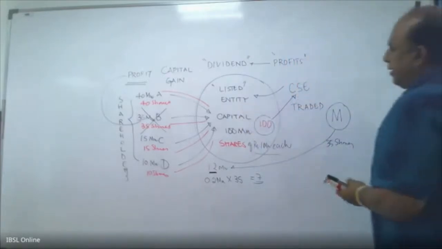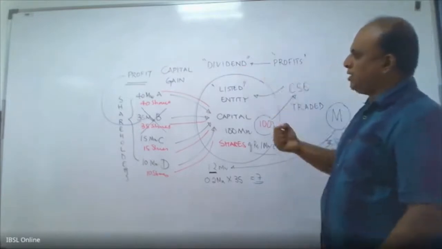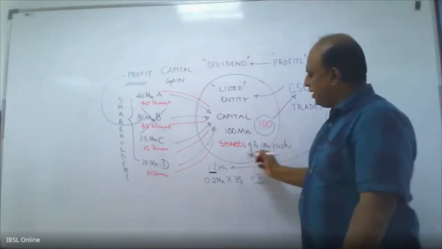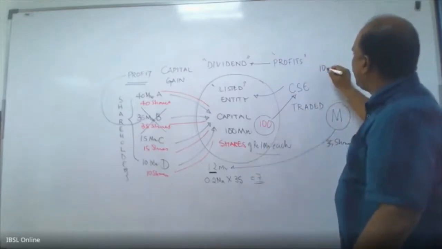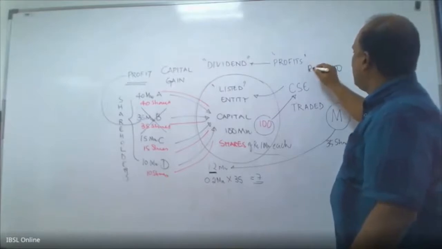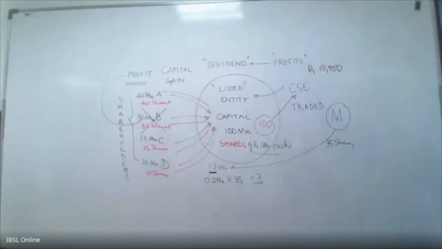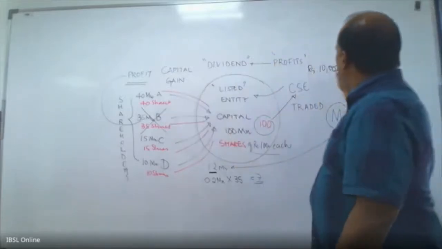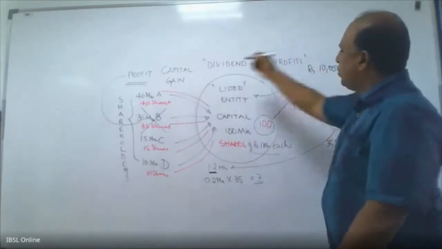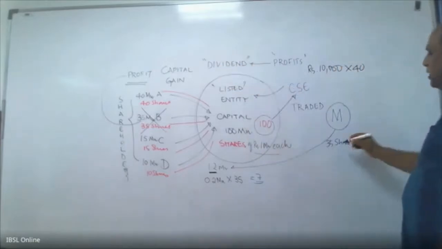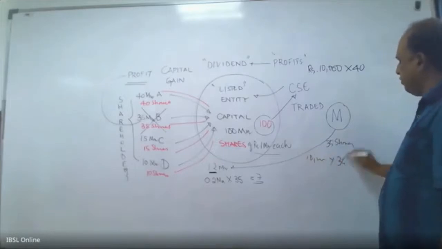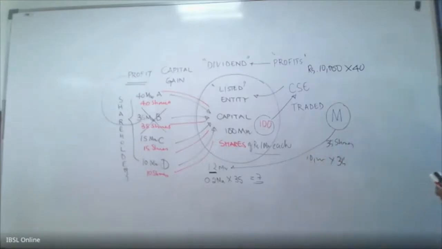So what will happen? They will pay a dividend per share. Let's say, since it is 1 million worth of share, per share they will pay 10,000. I'm just taking hypothetical numbers. Per share they are paying 10,000. So this person will get 10,000 into 40, because he is holding 40 shares. This person is holding 35 shares. So 10,000 into 35. That is the amount that they are going to get as dividends.